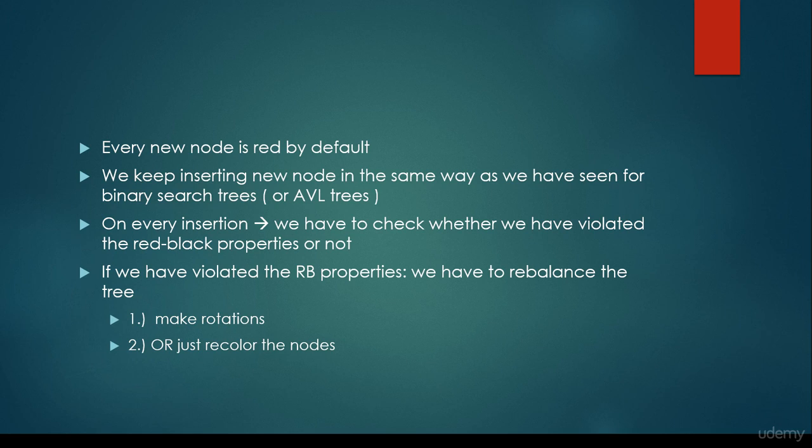And recoloring the nodes is quite easy. We just have to set the color from black to red or from red to black. And basically that's why this coloring phase is going to be very, very fast. As far as the rotations are concerned, that's not so expensive either, because we just have to update the references. Anyways, in the next video, we are going to consider the cases when the red-black properties are violated.